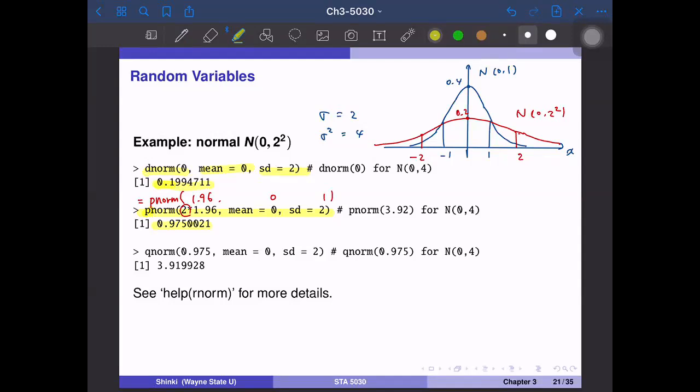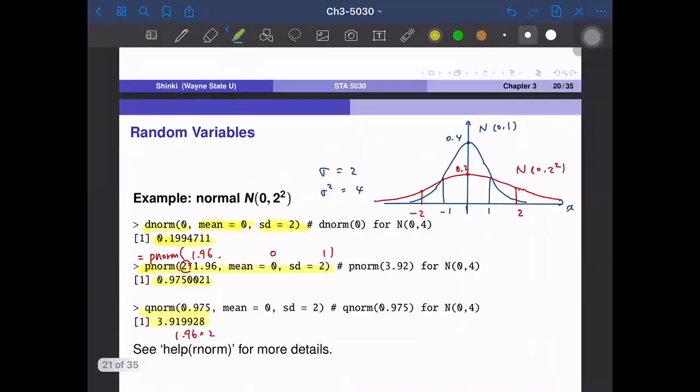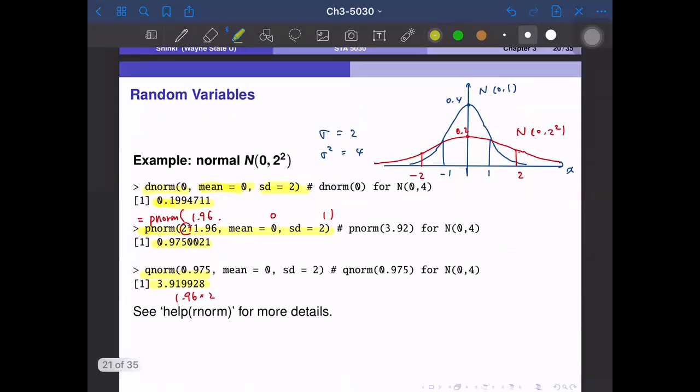And how about the Q norm of 0.975? So the left-hand side area is equal to 0.975, and what's the threshold? And that is approximately 1.96 times 2. So actually we get 3.92 approximately. So we can change the mean and the standard deviation in these functions. So these are the examples of the R code for the normal distribution.